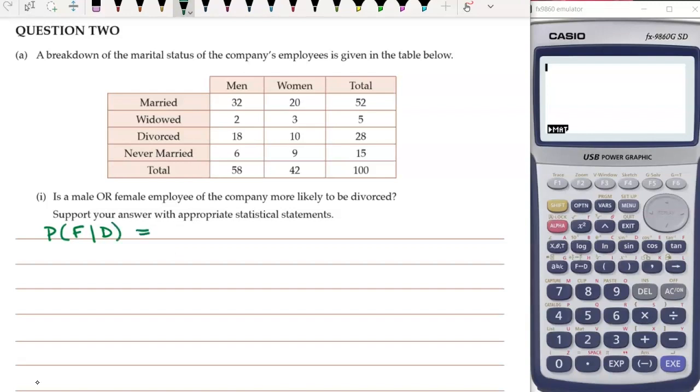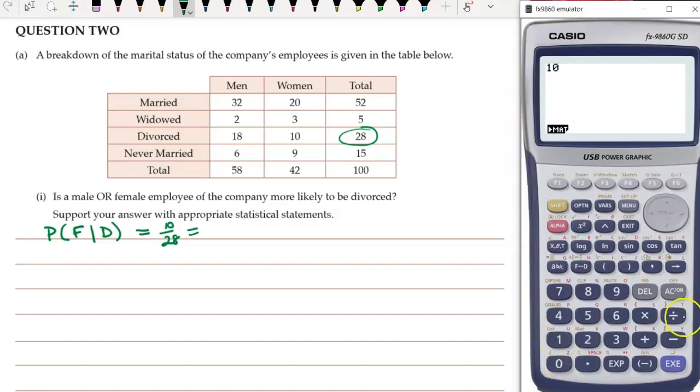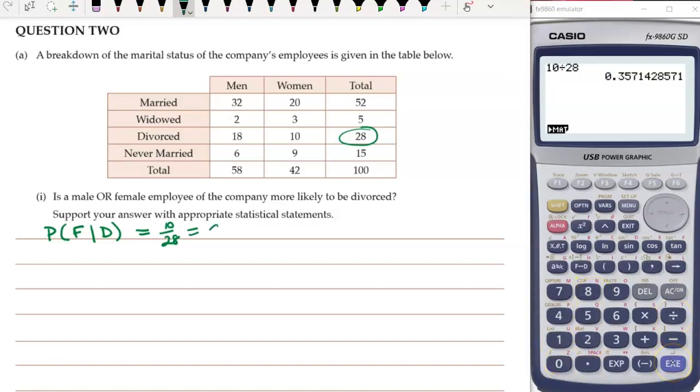So we're looking at the total for divorced is 28, and of that 10 are women. So 10 over 28, 0.357. The probability of being male if you're divorced is 18 out of 28.